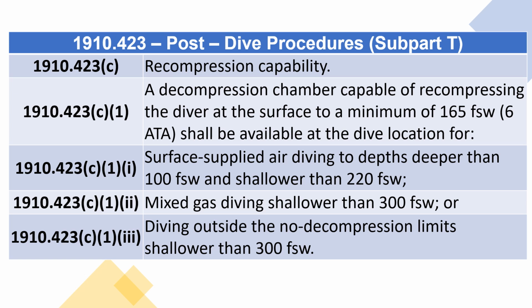1910.423 (c) Recompression capability. (c)(1) A decompression chamber capable of recompressing the diver at the surface to a minimum of 165 FSW, 6 ATA, shall be available at the dive location for (c)(1)(i) through (c)(1)(iii): Surface applied air diving to depths deeper than 100 FSW and shallower than 220 FSW. Mixed gas diving shallower than 300 FSW, or diving outside the no decompression limits shallower than 300 FSW.